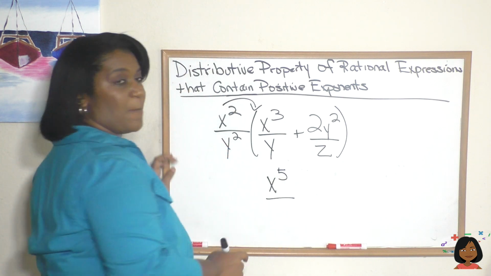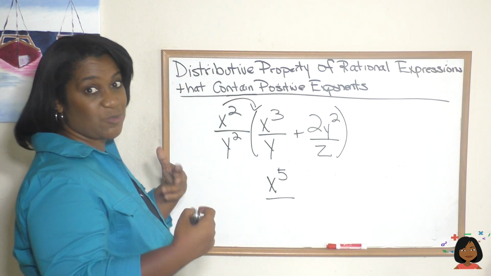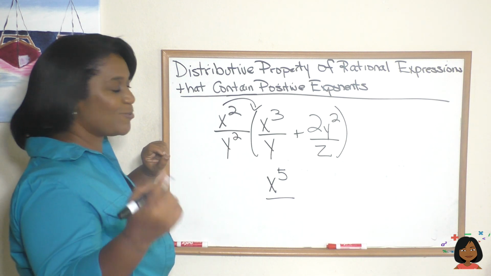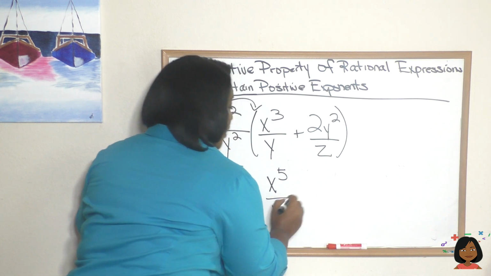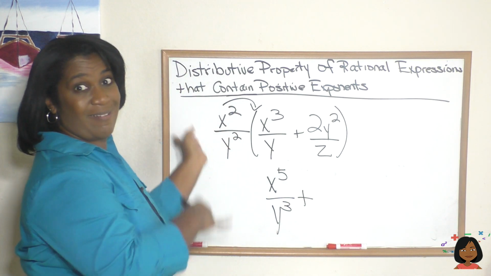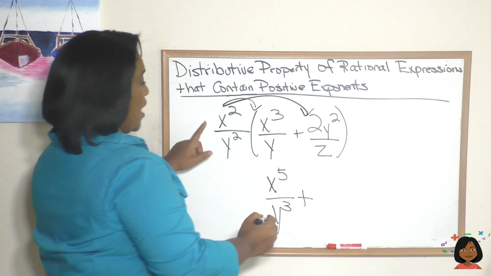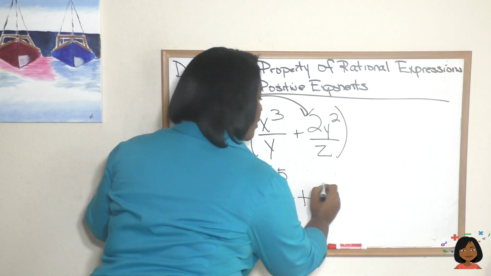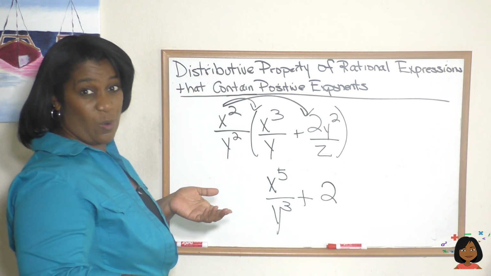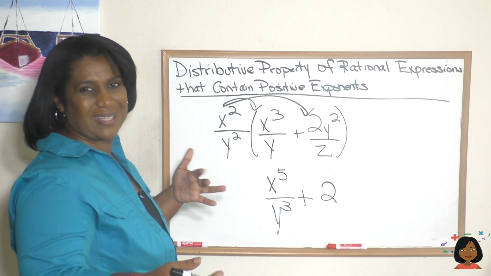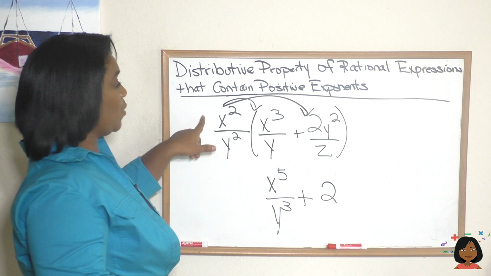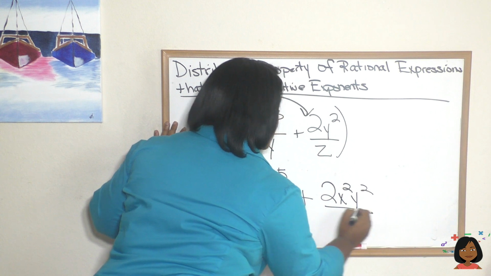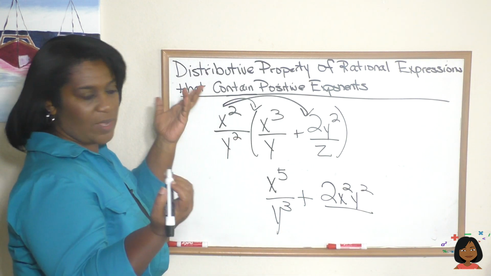But don't forget, we have to do the denominators separately. Y squared times y. The exponents are 2 plus 1. I know you can't see it, but it's there. 2 plus 1, y to the third. Okay, put our plus sign, and now let's do the second one. Boom. X squared times 2y squared. I like to put the whole number first, which would be a 2 here. And then I like to do it in alphabetical order. There is no rule that says you have to do it that way. I like things to be neat, okay? So 2x squared times y squared. X squared, y squared. And then y squared times z is y squared z.